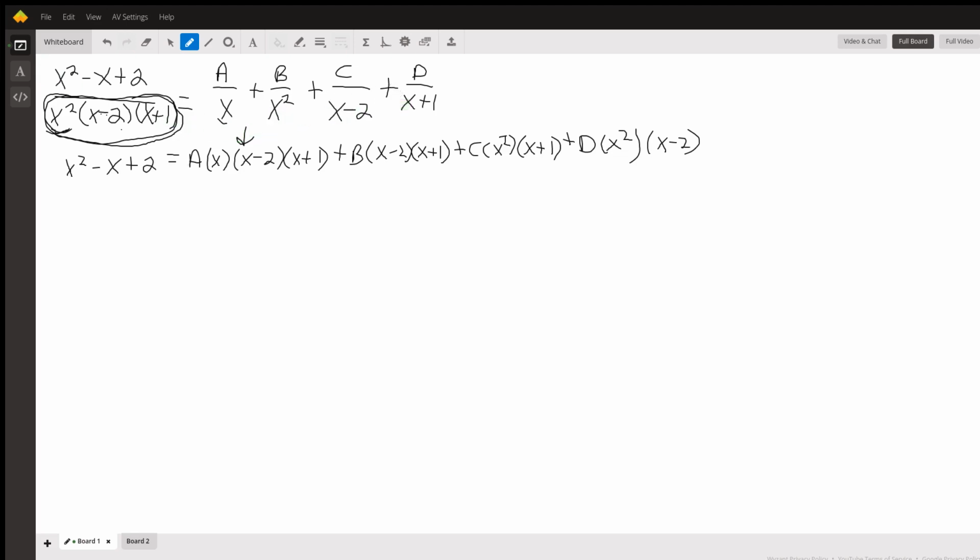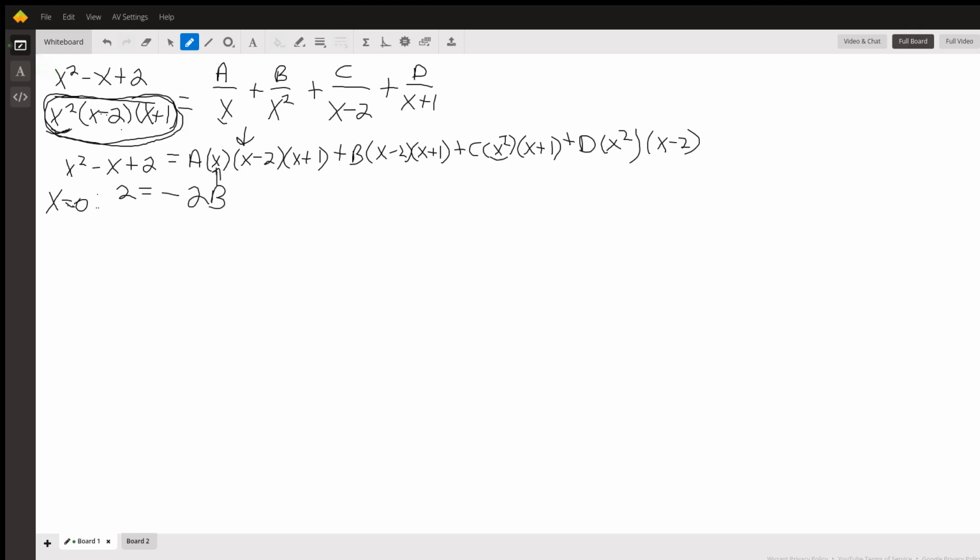All right, the first root I'm using is 0. x equals 0, that's the root. So on the left side, it's 0 squared minus 0 plus 2, which is 2, equals. Anything with an x or x squared is going to go away because it's just 0. So the A term is 0. The B term is not 0. 0 minus 2 is minus 2, 0 plus 1 is 1, 1 times minus 2 is minus 2 times B. So I'm going to put minus 2B.